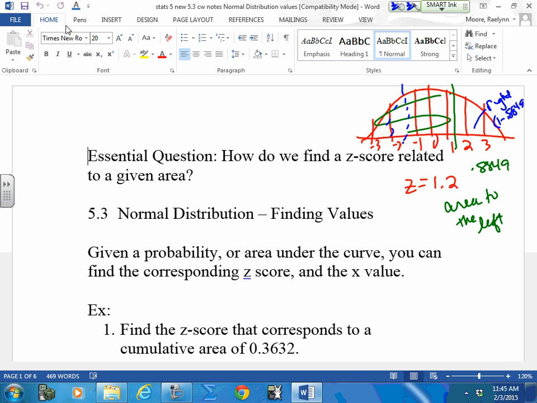Now, we're going to put a little spin on this. Say we know the area is 0.8849. We knew the probability of this happening was 88.49%. We want to know what z-score corresponds to that area. You could do one of two things. You could go to the table and look up 0.8849 in the big part of the table, and you'd probably see a pattern.